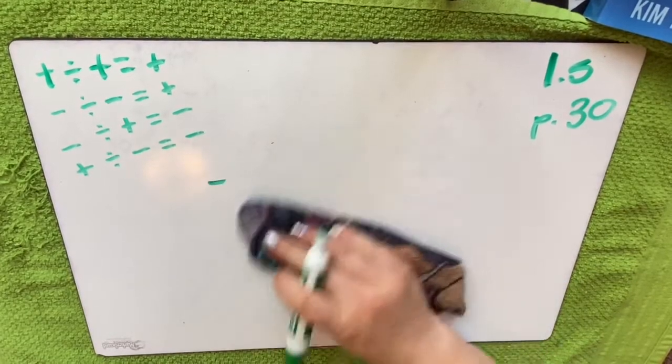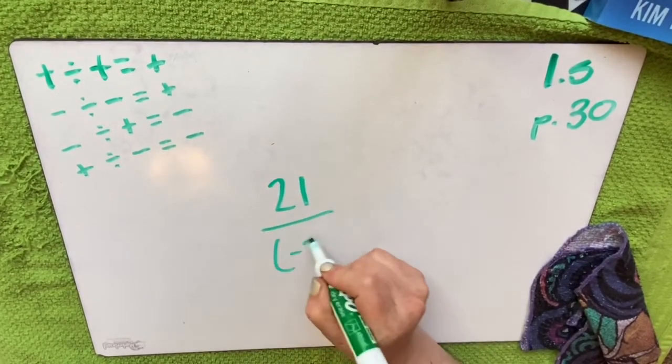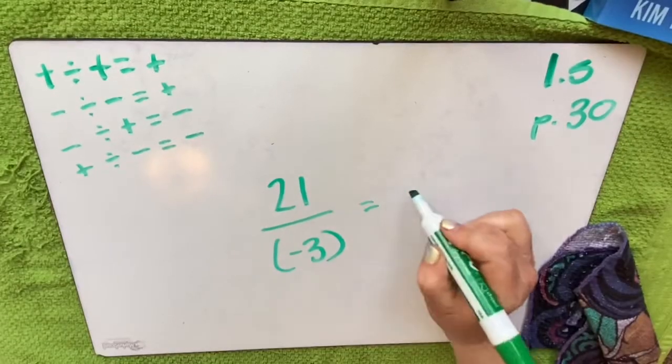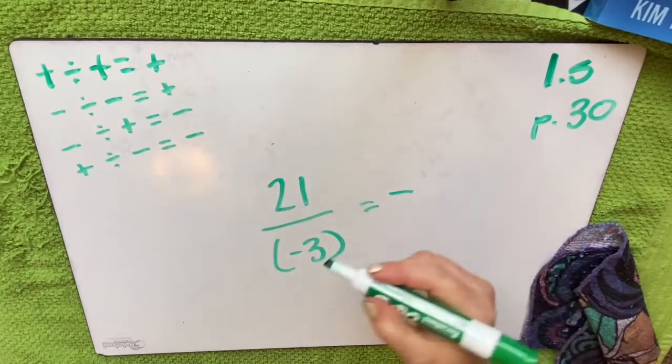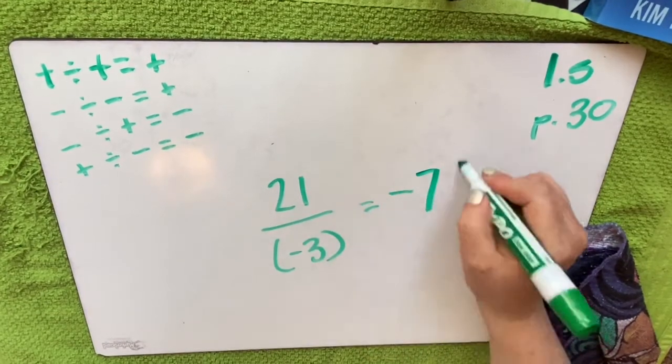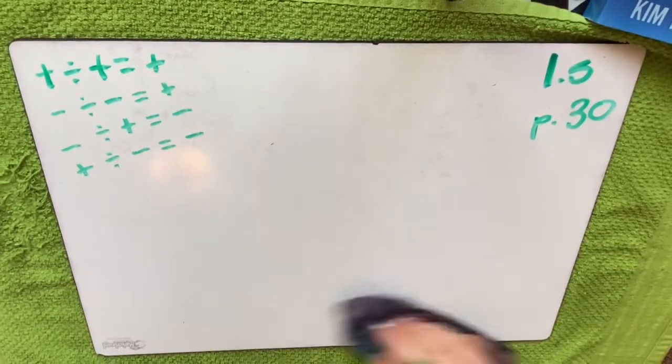Let's do another one like that. This one's really easy. 21 divided by negative 3. How many negatives are there? 1, so 1 negative equals a negative. 3 goes into 21 7 times, so that's 7. Negative 7. Okay.